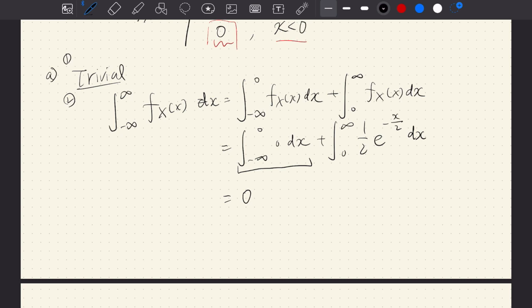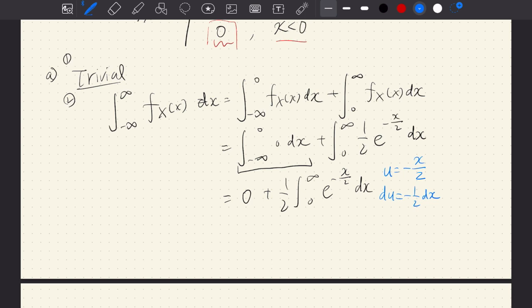Okay, now let's look at the second integral, which is an improper integral we're trying to evaluate. So first, here we can take 1/2 out of the integral. And then you can use u substitution, right? So you let u be the exponent, which is negative x over 2. Then we know that du should be negative 1/2 dx, okay? You differentiate negative x over 2.